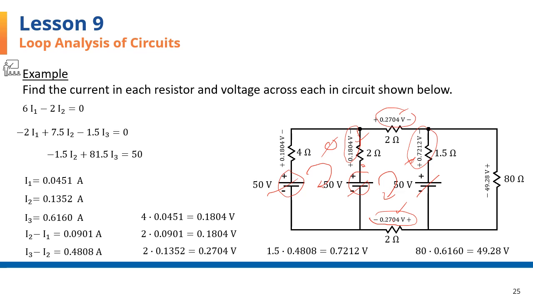For the last one, going in this direction, I have a voltage rise of 50. So let me write this one out. So negative 50 for a voltage rise. And then I have a drop of 0.7212 plus 0.7212 is the voltage drop, and there is another voltage drop across the 80 ohm resistor of 49.28. And if you add these two, they come to positive 50, cancels out the negative 50, and I get 0 as well.